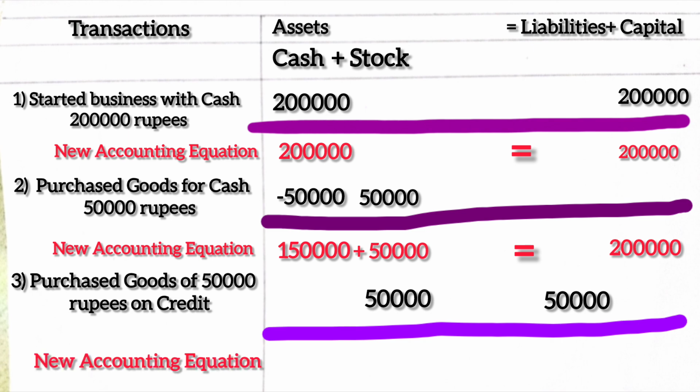The cash column is 1 lakh 50. Stock, earlier we had 50,000 and now again we have another 50,000 of stock.